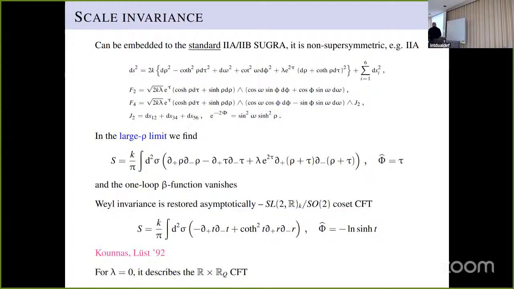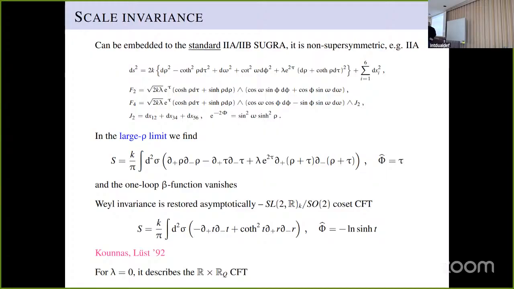However, there is a limit where conformal invariance is restored. And this limit is when we take the radius rho to be much larger than 1. In this limit, the model drastically simplifies in this expression. And there is a new kind of scalar, where phi hat is equal to tau, and the corresponding one-loop beta function is vanishing.